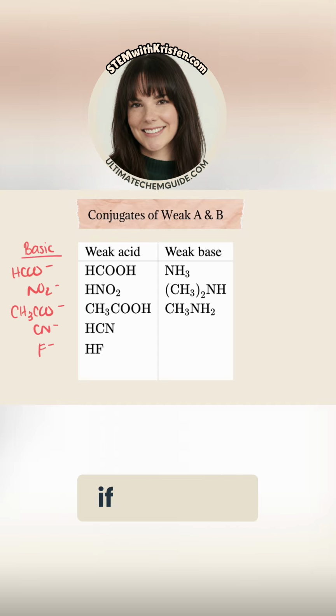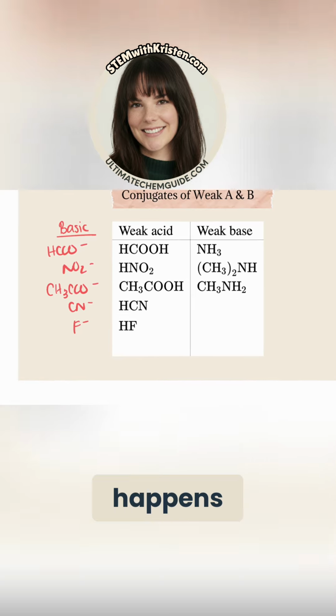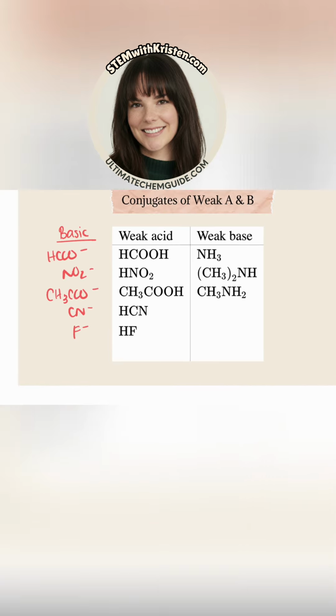And that is because if we take a look at what actually happens, if we have the conjugate base of a weak acid, whenever it is with water, it's going to react with the water and produce that weak acid and OH minus. So it's kind of opposite, right? So a conjugate of a weak acid is going to be basic because it pulls that hydrogen off to produce that acid, and you're left with OH minus.